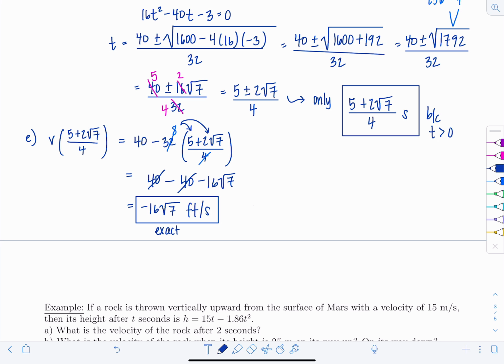All right. Just to give you an idea, it's negative 42.336 feet per second, just because I felt like rounding to 3. Okay, how are we doing? Let's look at one more.